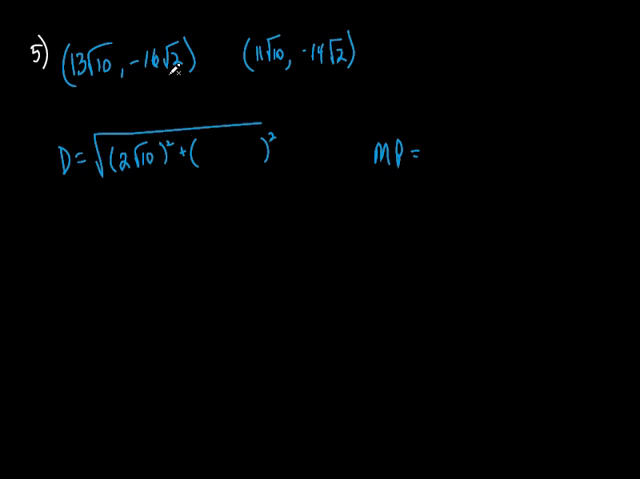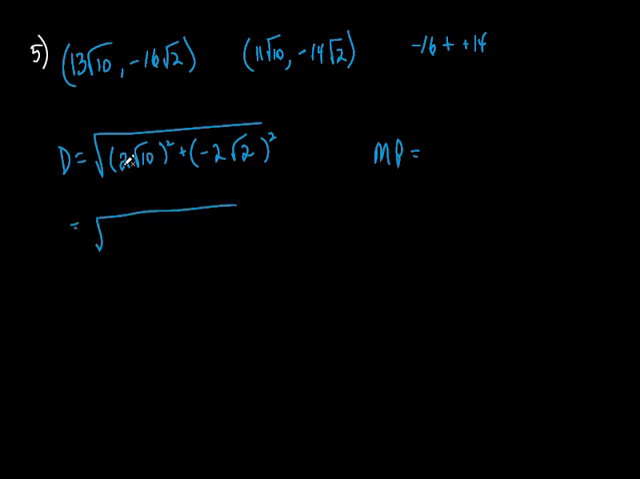Let's do the y's. Negative 16 square root of 2 minus negative 14 square root of 2. Minus a negative is what? Right, minus a negative 14 is the same as plus. What's negative 16 plus 14? It's negative 2, what? Square root of 2. All right, that wasn't that bad, was it?